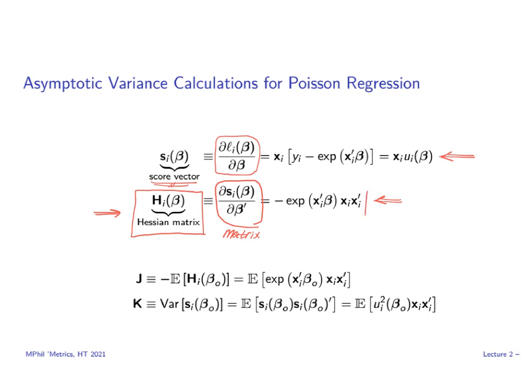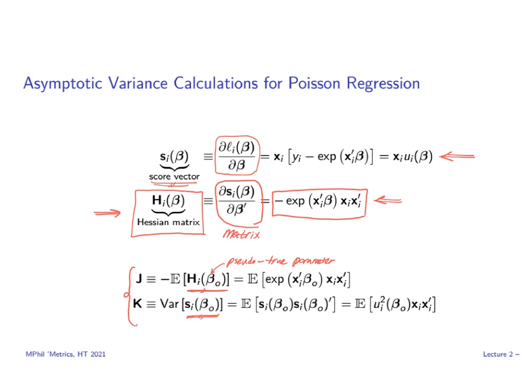Using this notation, we can express the matrices J and K from our theorem for potentially misspecified conditional likelihood estimation as follows. J is equal to minus the expected value of the Hessian evaluated at beta naught, which is the true parameter value, while K is the variance of the score vector evaluated at beta naught.